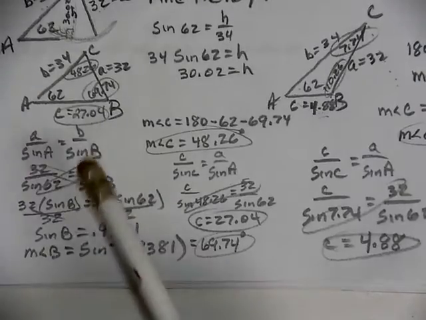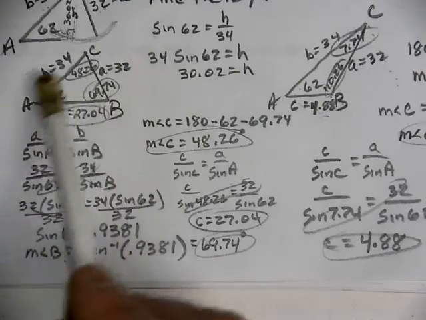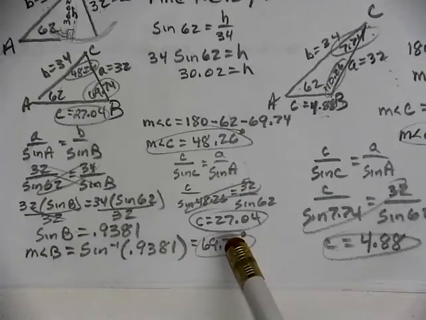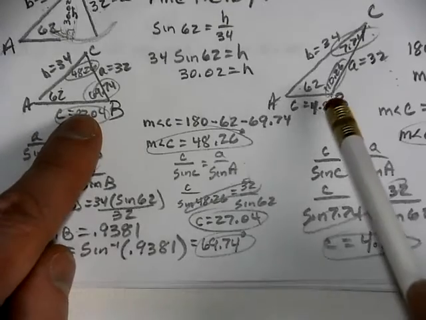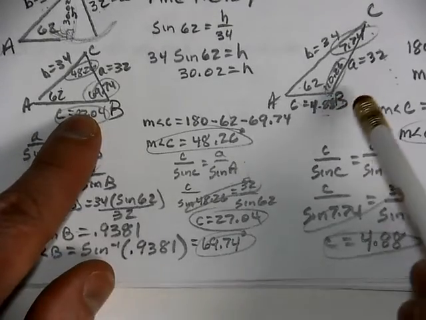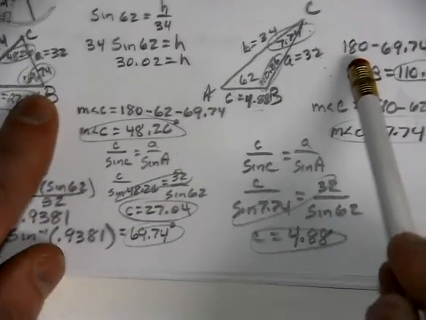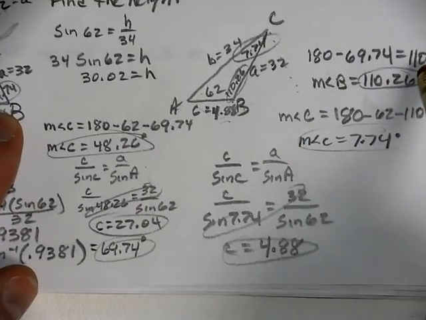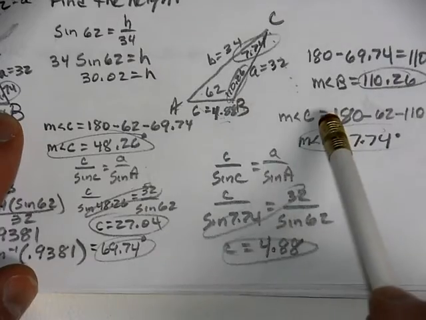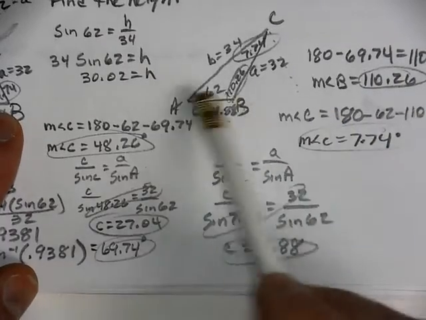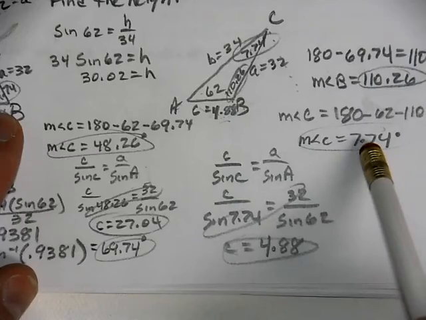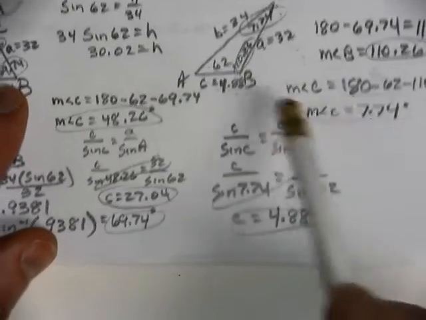What did we do? We came through here and we solved this triangle like normal. Then to start to calculate this one, we did the supplement of the original angle and came up with 110. And we did three angles add up to 180 to figure out our 7.4. And then we did one law of sines to find the missing side.